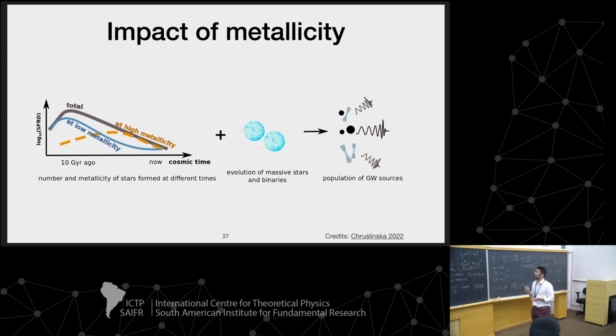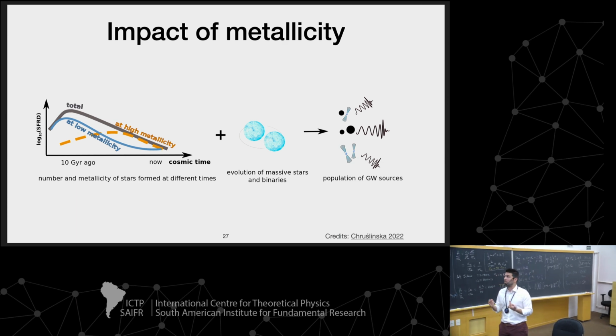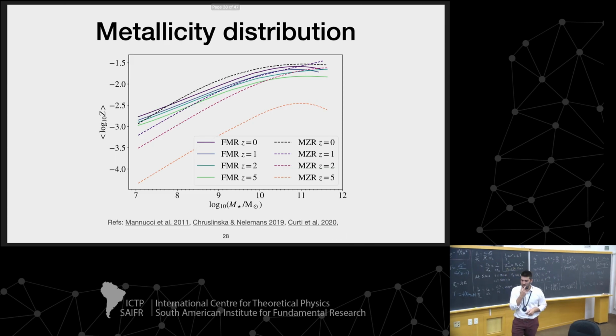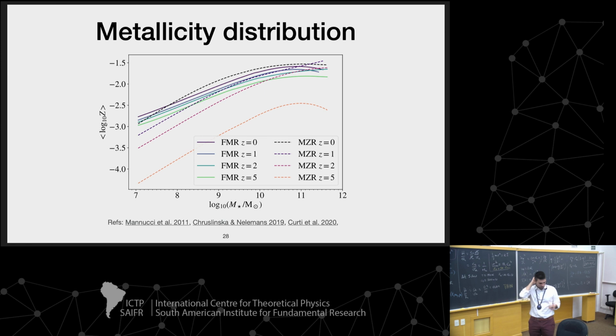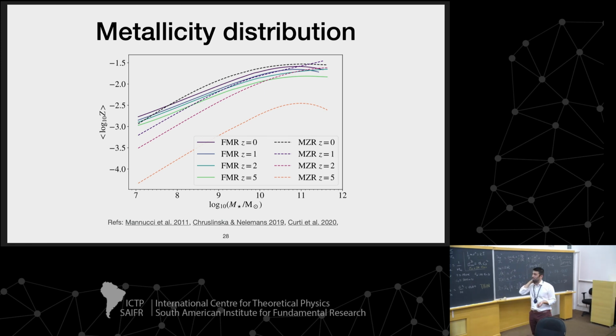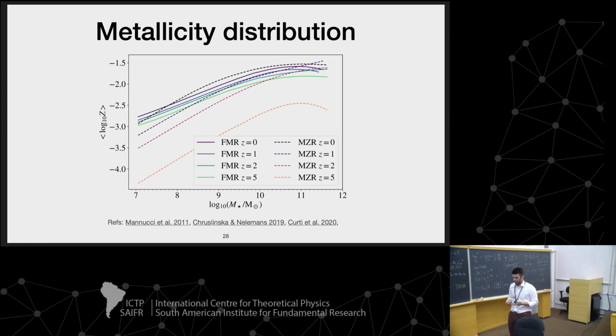And we expect that the final population of gravitational wave sources has different characteristics, for example different host galaxies, if they are formed in the high redshift universe or the low redshift universe, because of the effect of metallicity. And this is the reason why we expect fewer low metallicity galaxies at high redshift.